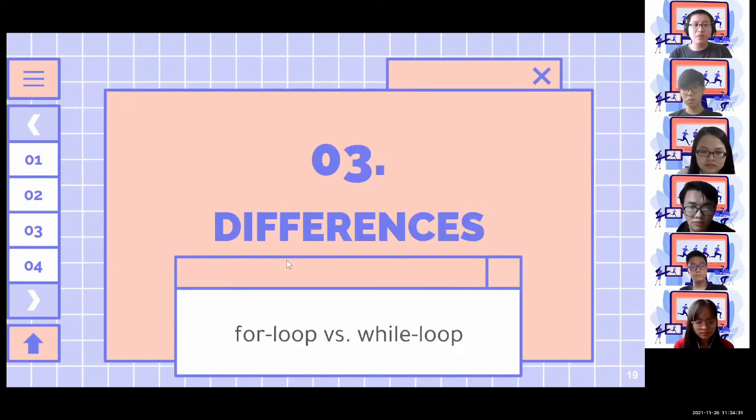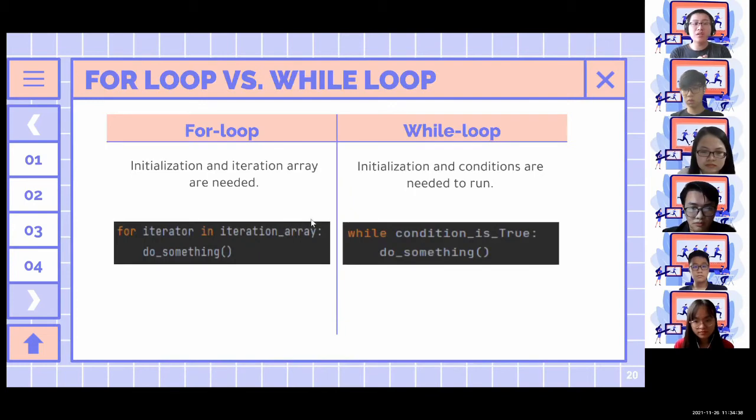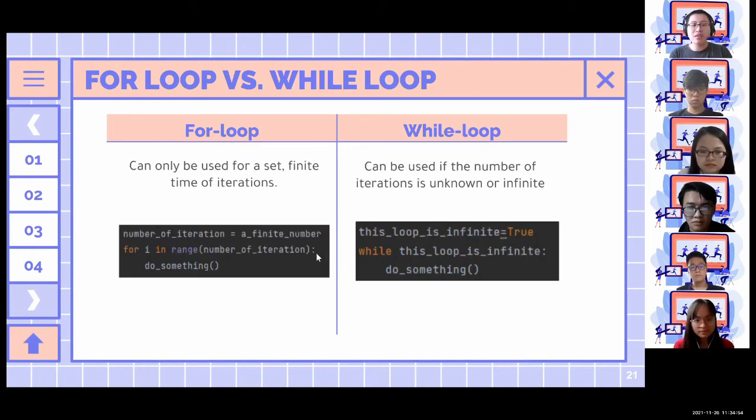Well, as you can see from the previous slide, there are indeed differences between these two types of iteration. The first difference you can see is initialization syntax. In the for loops, you need the iterator variables and the iteration array, while in the while loop, you only need a condition for the while loop to run. The second difference is in the number of iterations. The for loop can only be used for a set and finite time of iteration. On the other hand, the while loop can go to infinity, to the unknown, and beyond.